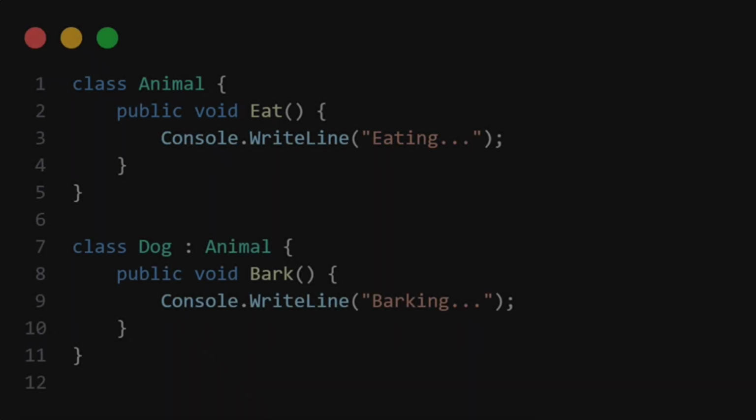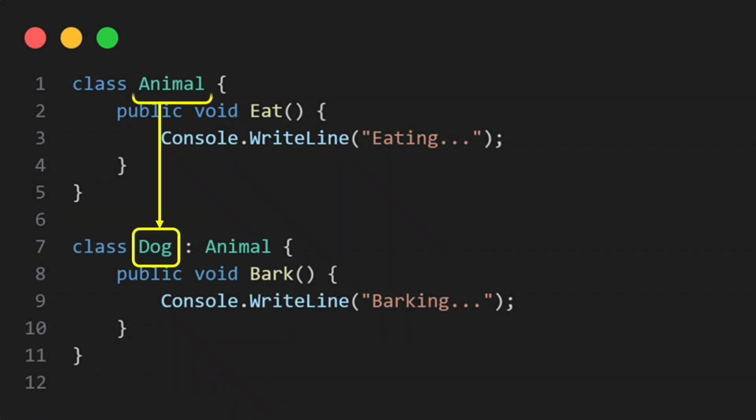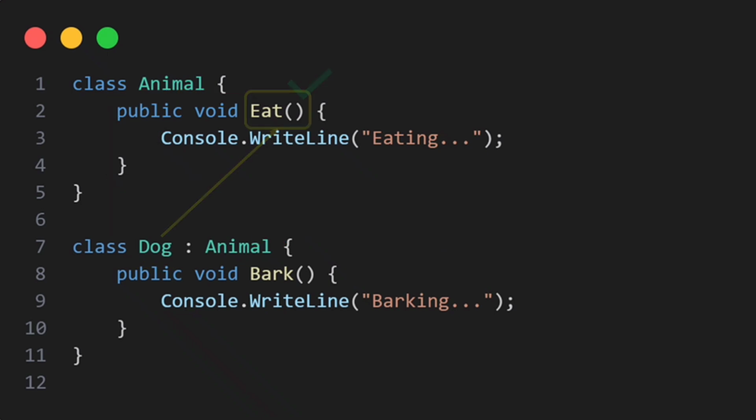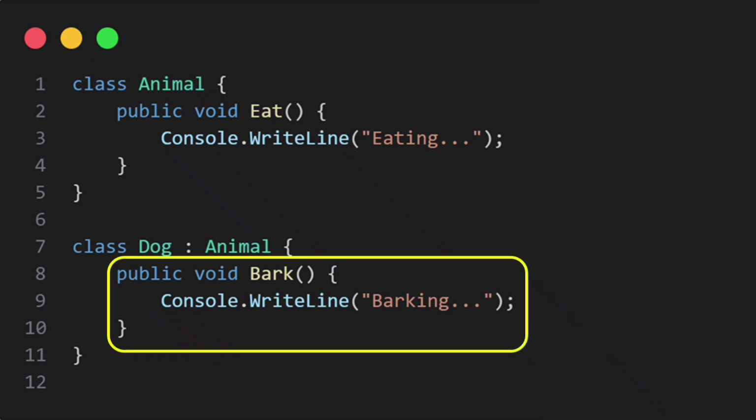In this example, dog is inheriting from animal. So, without writing a separate eat method, dog class can use an eat method of its parent class. Plus, it can have its own unique behavior or method like bark.